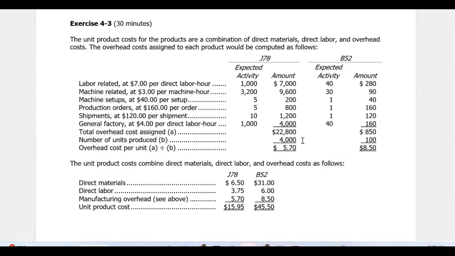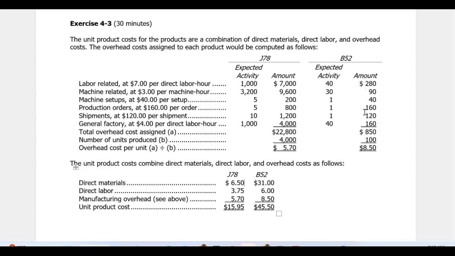But we are producing 4,000 units. So 22,800 divided by 4,000 units. Every unit cost for the overhead is $570. Now, remember, when you produce something, it needs 3 things: material, labor, and overhead. So the material for J78 is $650. For labor is $375, given. And we just calculated the $570. And we got $15.95 unit product cost for J78.